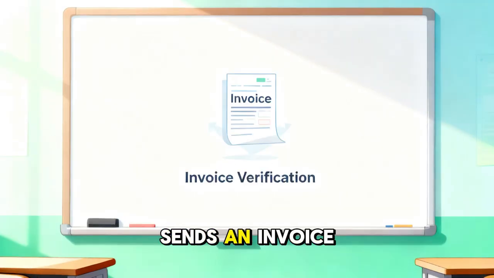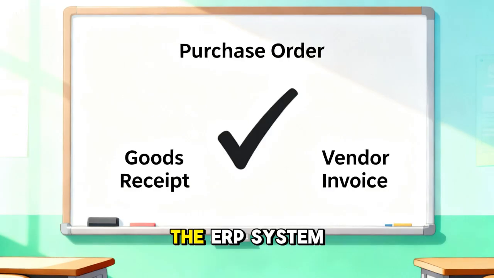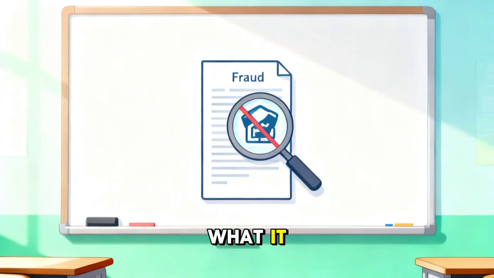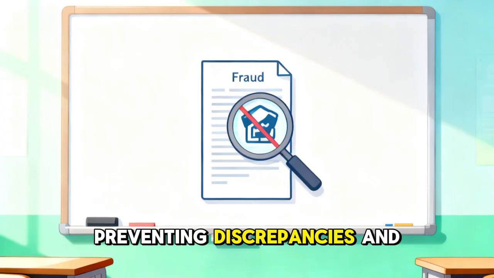Next, the vendor sends an invoice for the goods or services provided. The accounts payable department then performs invoice verification. The ERP system facilitates a three-way match between the purchase order, the goods receipt, and the vendor invoice. This confirms that the company is paying for what it ordered and received, preventing discrepancies and fraud.